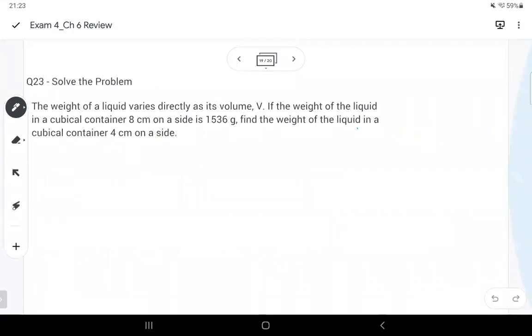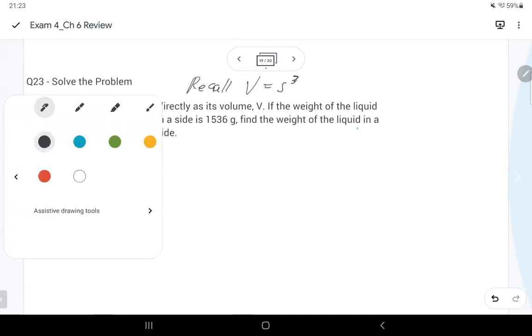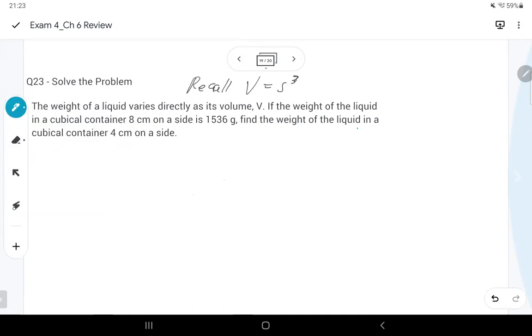All right, so these ones are extremely similar. Remember, volume is equal to side cubed. So we have varies directly. So y equals kx. It's the same as w equals kv or w equals k s cubed, whichever way you'd like to do it. So then we're given this with this.